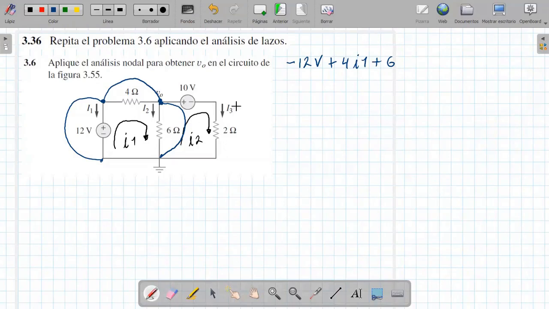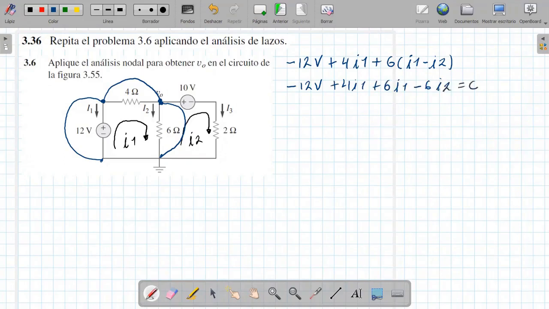We need the voltage here. It would be 6 times the current that passes through here, but since it is within 2 loops, we have to do I1 minus I2, and not I2 minus I1, because of the direction. In mesh 1, we assume that current 1 is greater than current 2. Well, now applying algebra it would be minus 12 plus 4 I1 plus 6 I1 minus 6 I2. This is equal to 0.